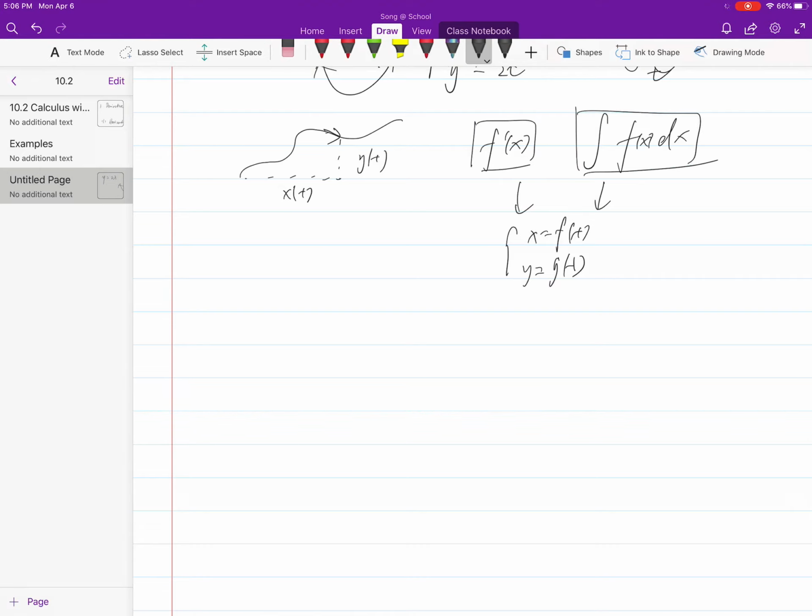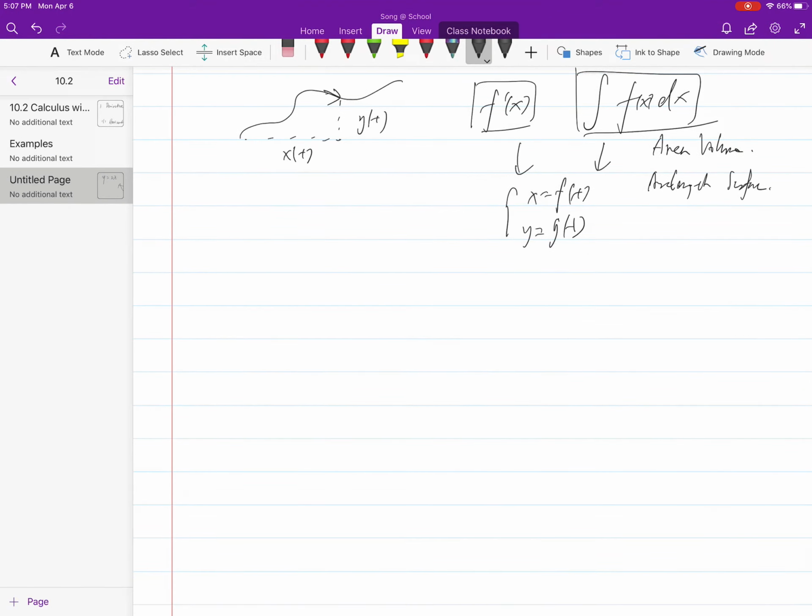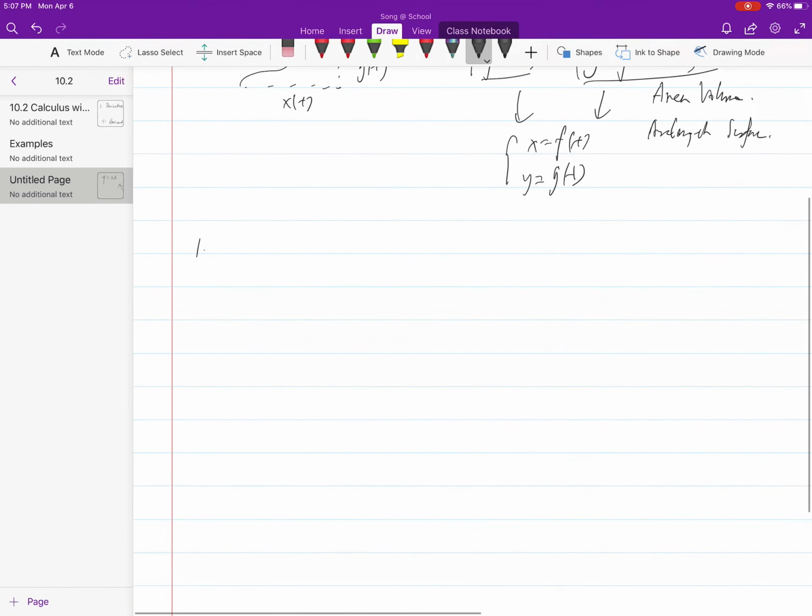So we will be focusing on two things for calculus. First, derivative. Second, integral. And for integral, we focus on several applications: the area under the curve, the volume by revolution, and then the arc length and surface area. So these four things are the applications of integrals, but we can see they are basically roughly the same idea. Okay? So let's first talk about the derivative.